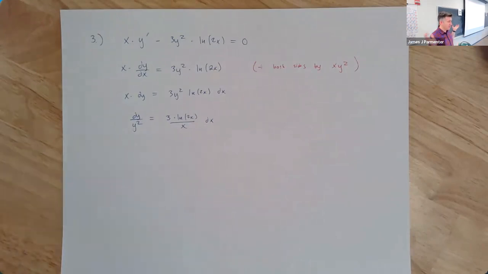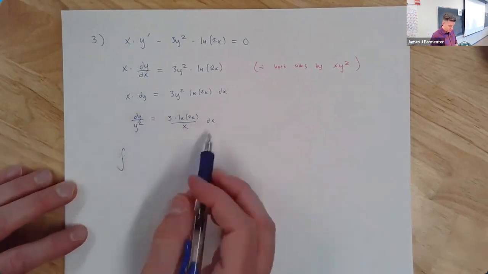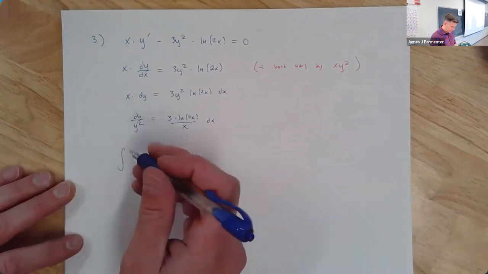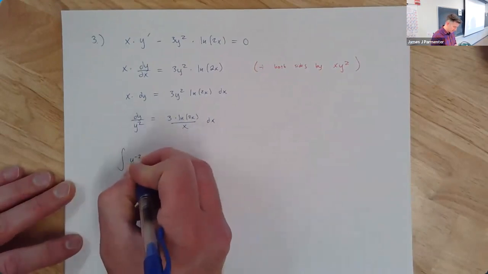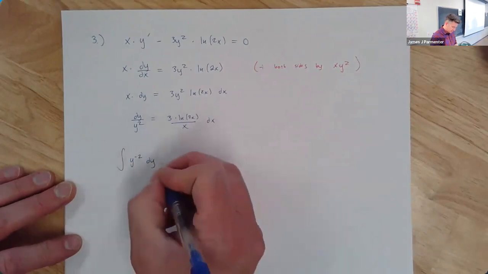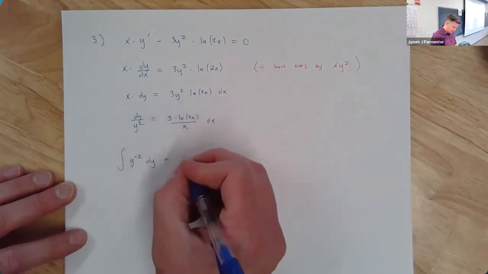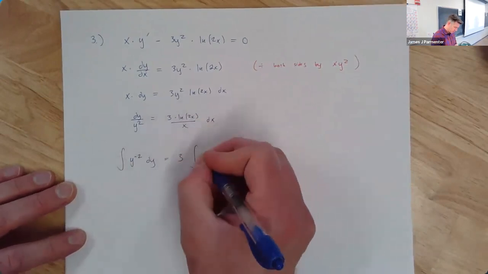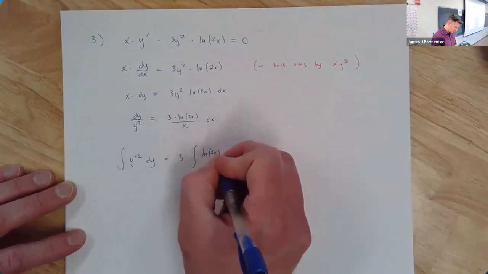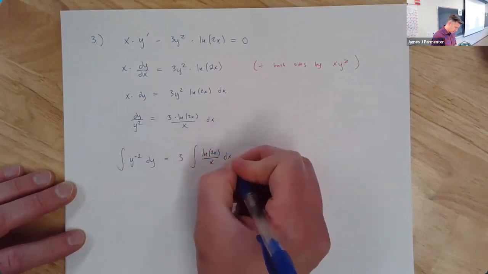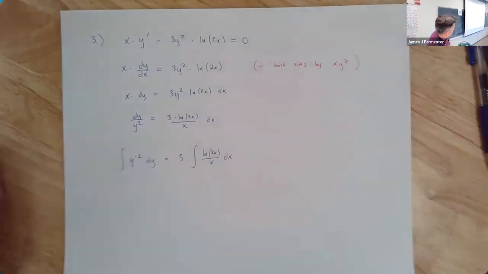All right, we've separated the variables. All the y's are on the left, all the x's are on the right. Now we just have to integrate both sides. I'm going to do a couple things. I'm going to rewrite this as y to the negative second. And I'm going to pull out the 3 here and make it the integral of the natural log of 2x divided by x dx. Ooh, the natural log of 2x divided by x.